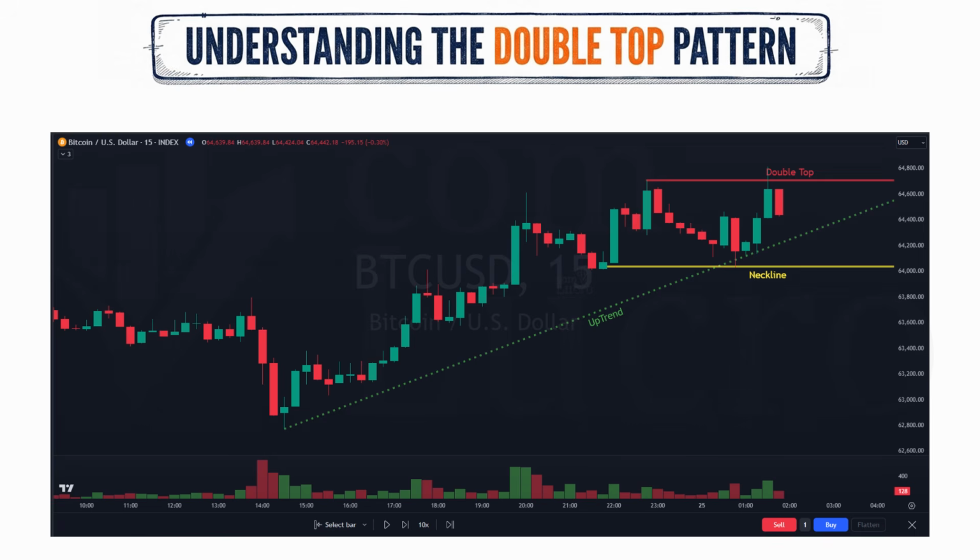The first high shows that buyers were strong enough to push price into that region. After the pullback, they attempt another rally, but this second attempt fails to generate a decisive breakout. As buying momentum weakens, sellers become more active around the resistance level, suggesting that control may gradually be shifting.